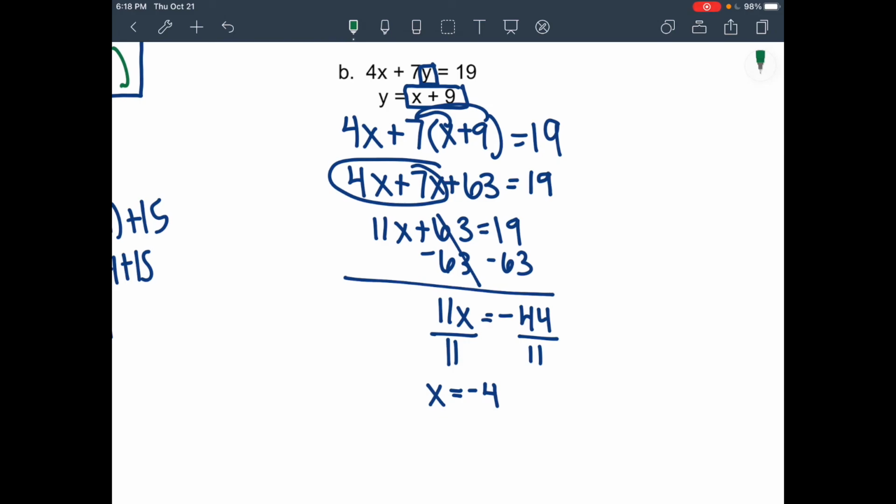So then we are going to take -4 and plug it into either equation to solve for y. I'm going to pick the second one because that is the least amount of work for me. If you don't know that, that's fine. You can just do the first one. y equals -4. I'm again doing substitution.